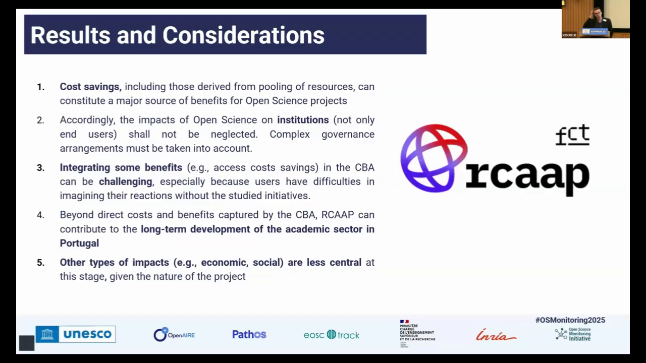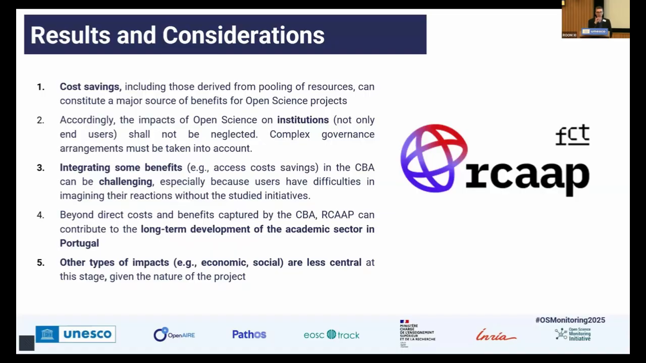It's important to take a look at the benefit not only at the level of end users, like researchers, but also to consider the benefits that are more linked to the institutional dimension, as shown here. We've seen that integrating some benefits in the analysis can yield some significant challenges. Here I mentioned the fact that access cost savings were difficult to actually document in the case of the counterfactual scenario.